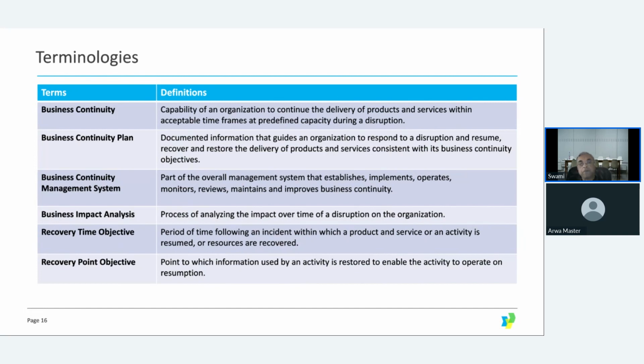And recovery point objective is the point to which information used by an activity is restored to enable the activity to operate on resumption. Basically, this is the data point from which you are able to recover. Are we able to recover from that point in time, or are we going to recover it from half an hour before, or from the previous day's data? All that can be set as part of this recovery point objective.